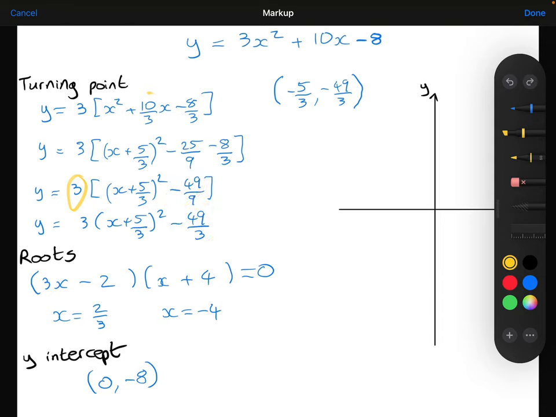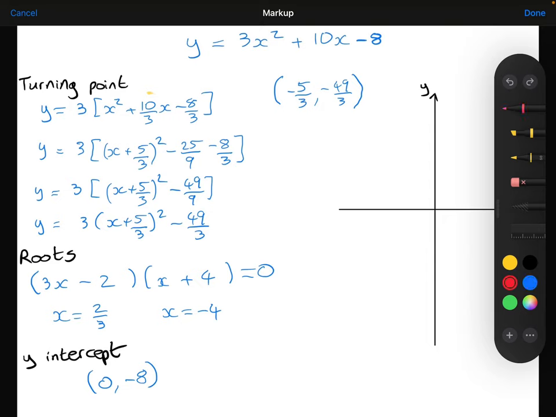Now I have got it in completed the square form, I can find the turning point really easily. The x coordinate is minus 5 over 3. The y coordinate of the turning point is minus 49 over 3. Next, I found the roots by factorising the quadratic to get this. And that's going to equal 0 when x is 2/3 or when x is minus 4. And then finally I found the y-intercept, which is minus 8.